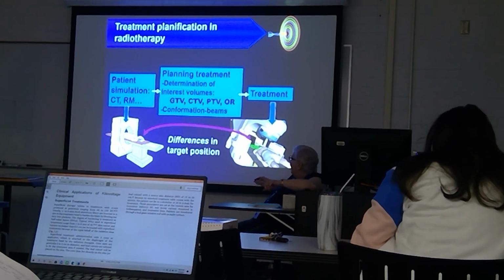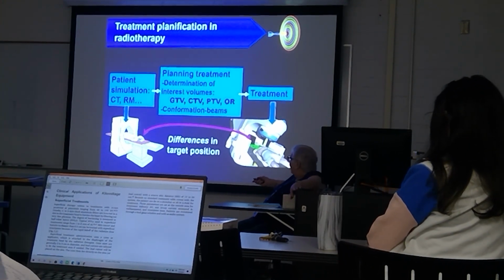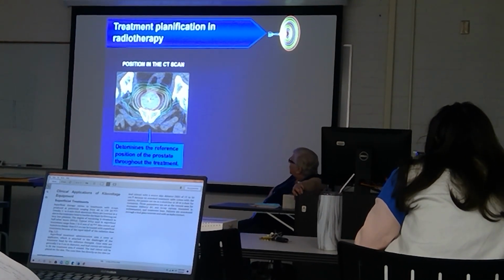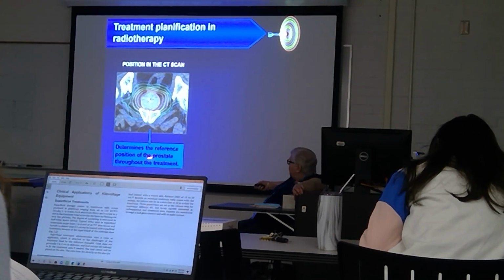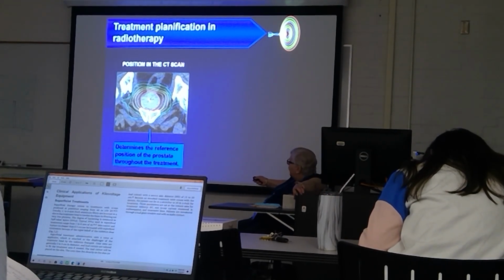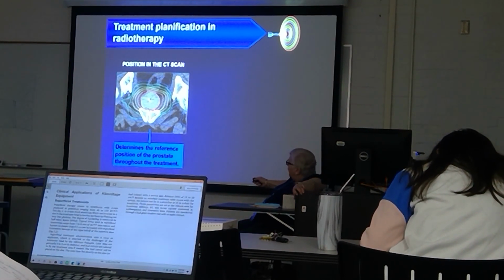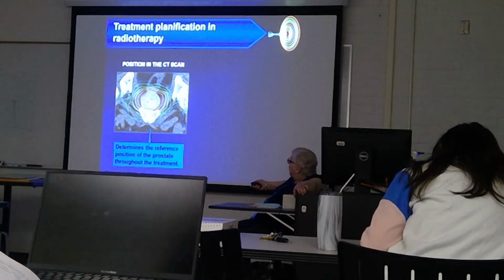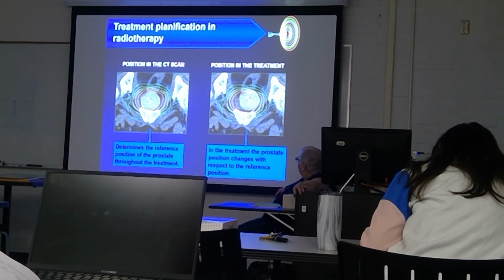So this is a CT scan. It determines the reference position of the prostate throughout the treatment. So here is the prostate. Remember, the prostate sits behind the symphysis pubis. That's the normal position. In the treatment, the prostate position changes with respect to the reference position. The prostate moves.